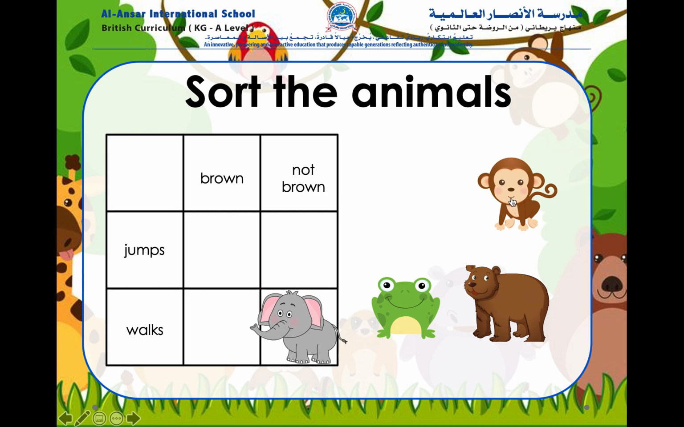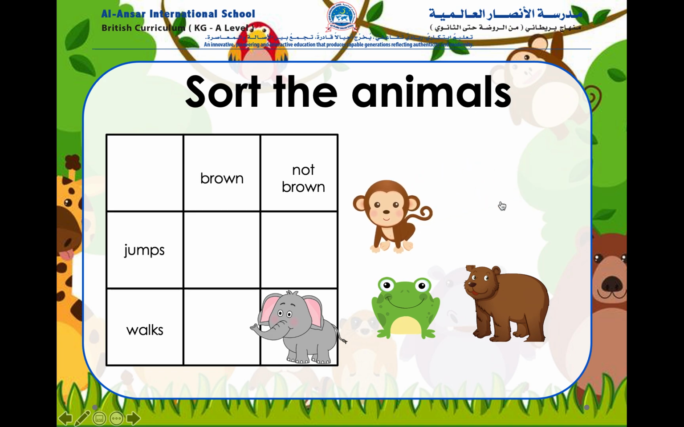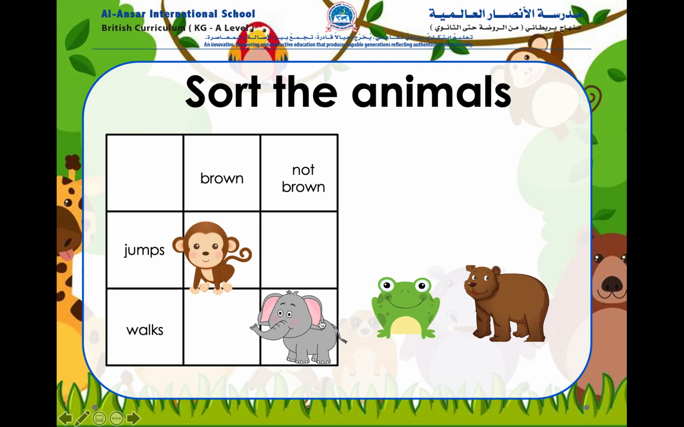Let us look at the monkey. Is the monkey brown? Yes, it is. Does it jump or walk? It jumps. Okay, so we can put it in the block that says brown and jumps. Remember, a monkey does walk as well, but it can jump a lot. Let's look at this animal. Is it brown? No, it's not. Does it jump or walk? It jumps, so we can put it in the block that says not brown and jumps.